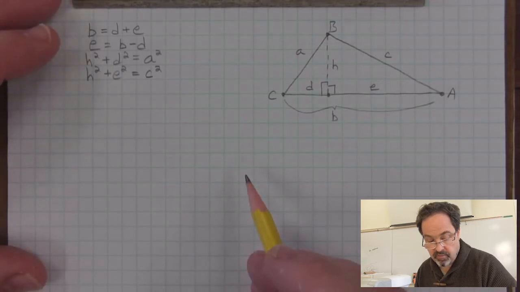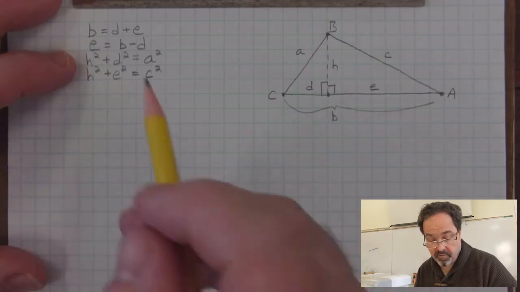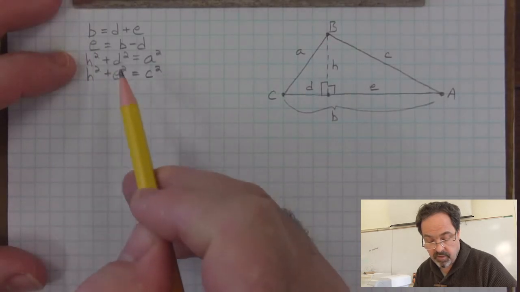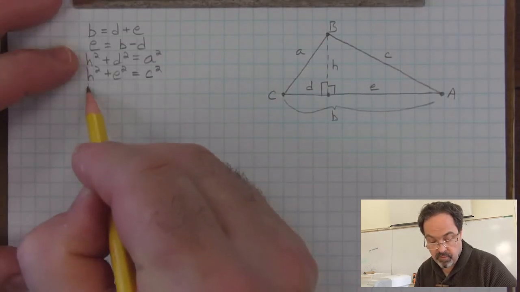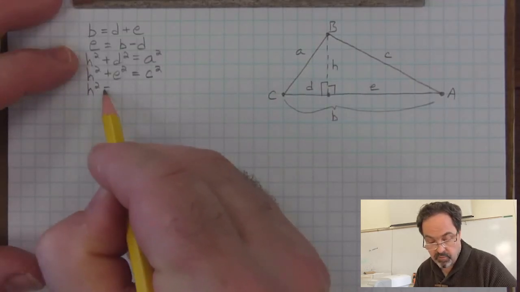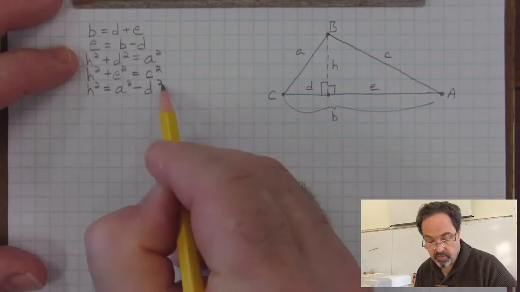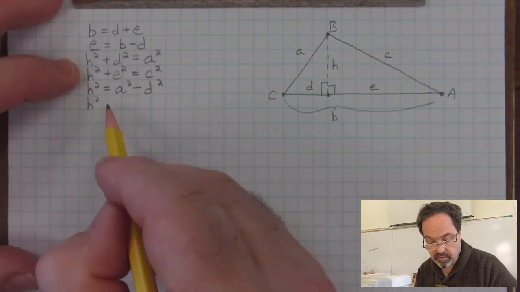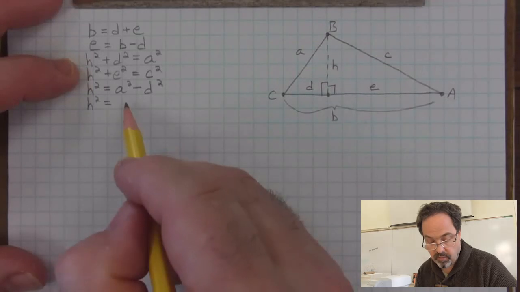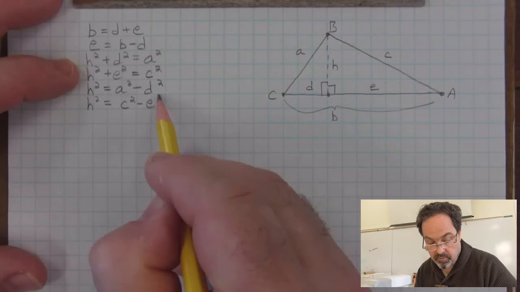I could change these Pythagorean theorems and solve both of them for h squared by subtracting d squared in the first case and e squared in the second. So the first equation, h squared is equal to a squared minus d squared. And in the second Pythagorean theorem, I can solve for h squared by subtracting e squared from both sides, which gives me h squared is equal to c squared minus e squared.